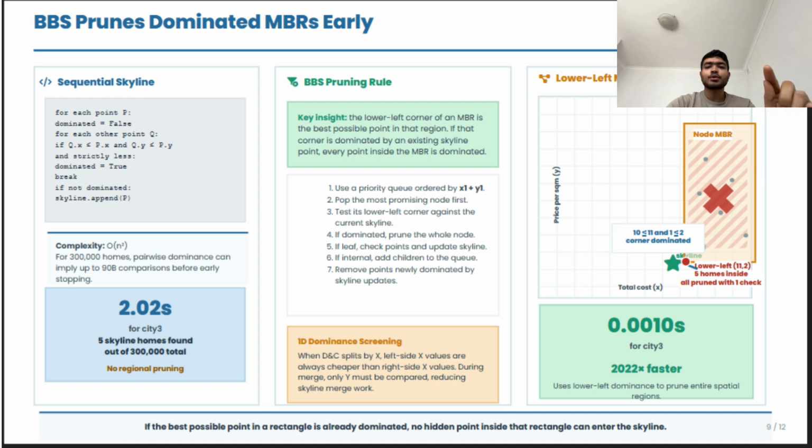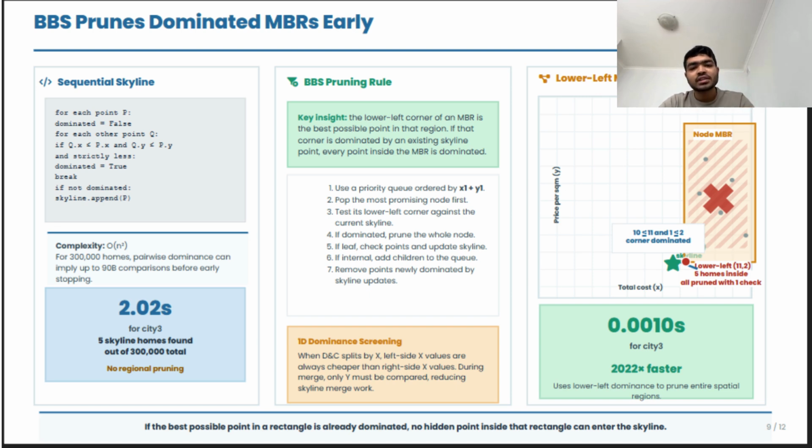Now, here is the pruning rule. If a home already in my skyline dominates the lower left corner of a rectangle, then the skyline home is cheaper or equal and has a better or equal price per square meter compared to the best possible in that rectangle. This means every single home inside the rectangle is also dominated by my skyline. I can prune the entire rectangle without checking any of the homes inside it.